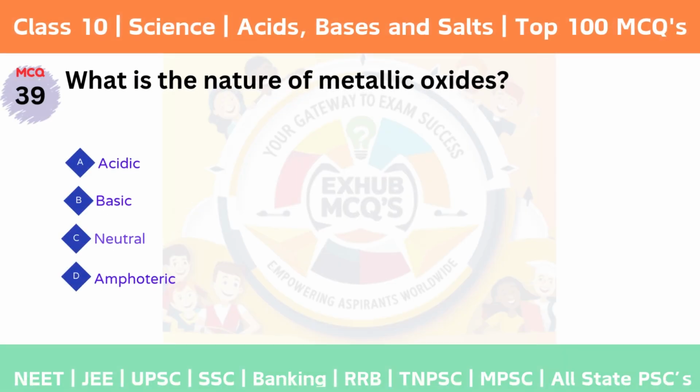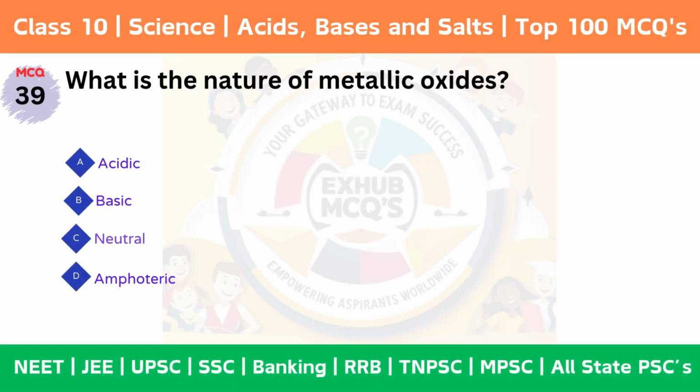MCQ 39. What is the nature of metallic oxides? Option A, acidic. Option B, basic. Option C, neutral. Option D, amphoteric.